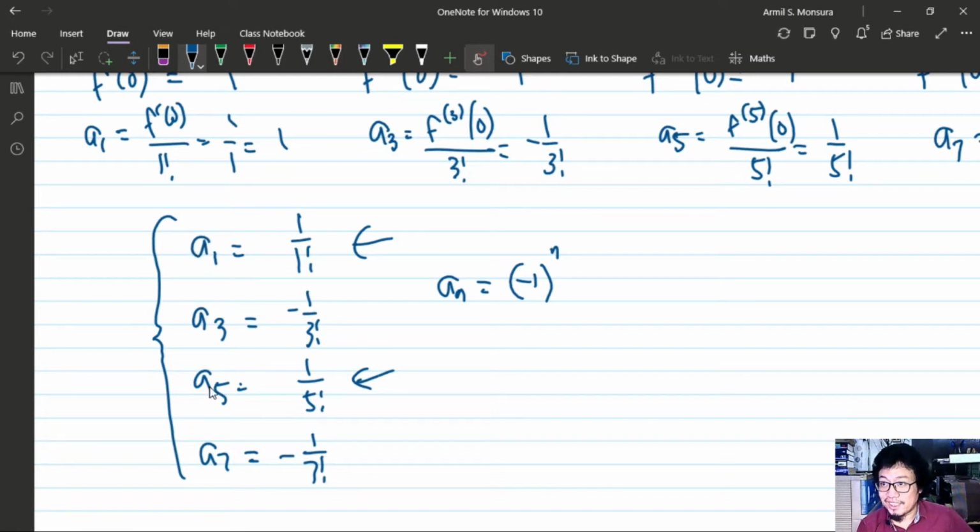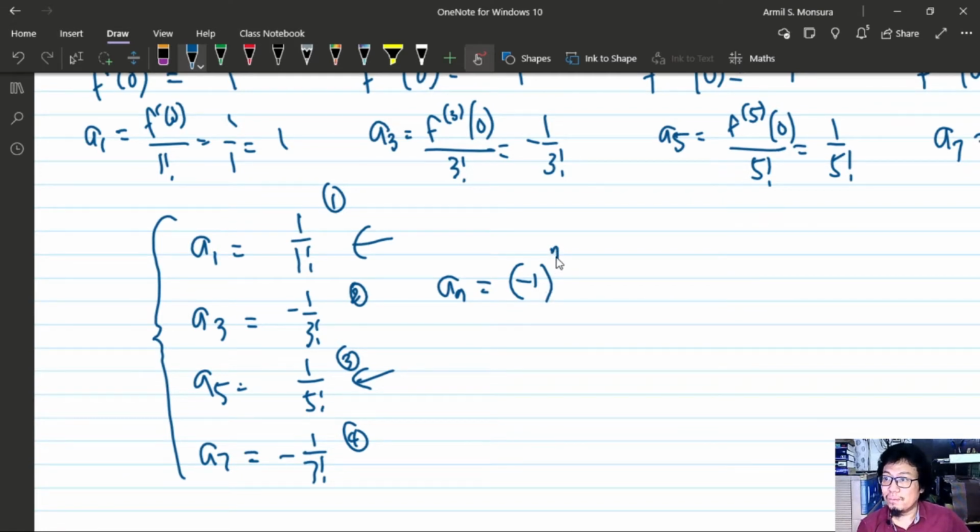I recognize the fact that these are all odd terms. But we still have to number this as term 1, term 2, term 3, and term 4. So those terms that are numbered as odd numbers are odd numbered terms. And you can see that the odd numbered terms are positive, while the even numbered terms are negative. So in this case, negative 1 raised to n would work.